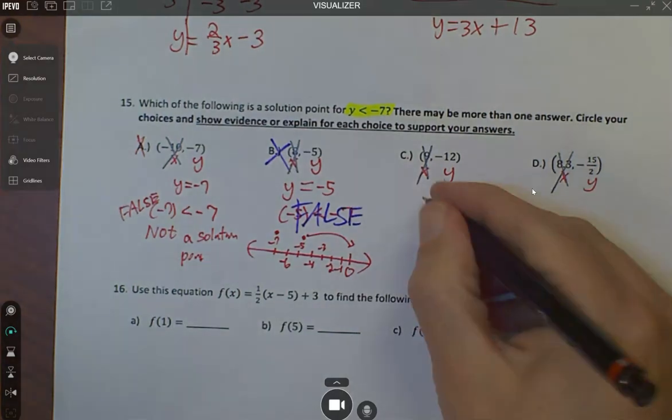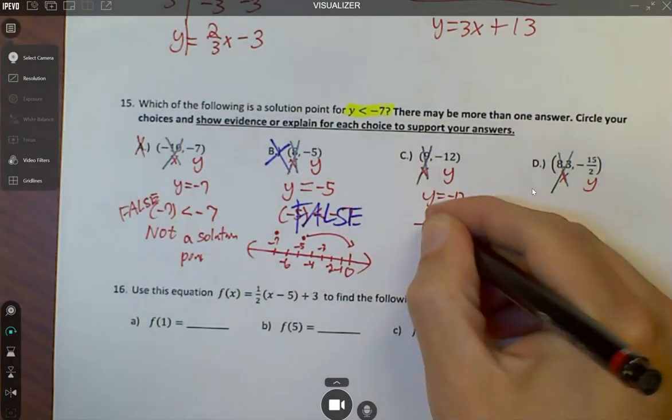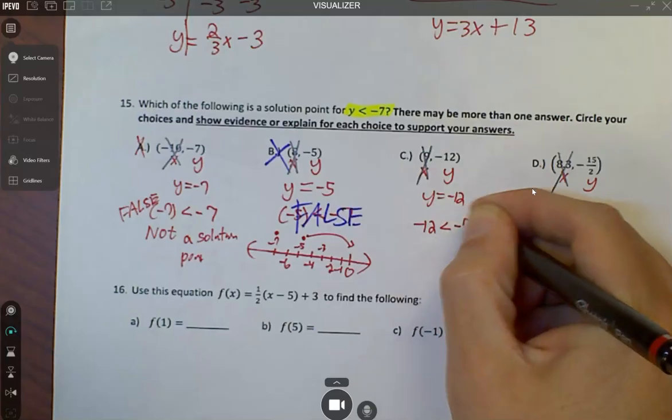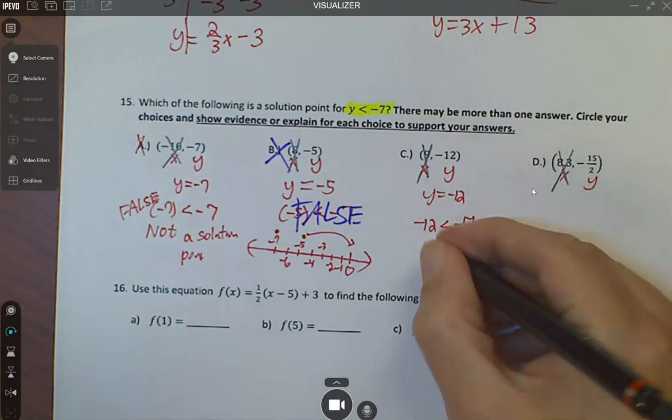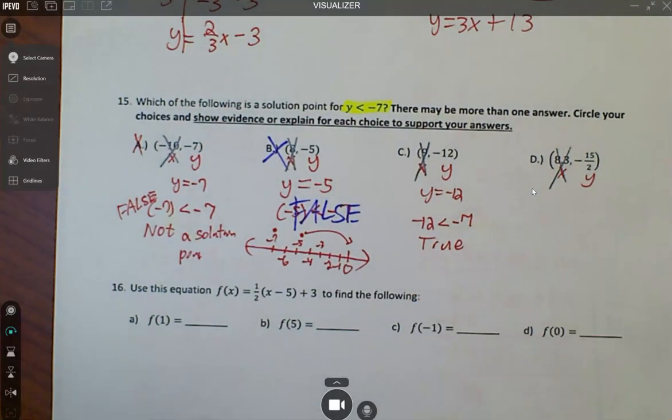Okay, y is negative 12. Put it in the original inequality. Hey, we got our first true statement. True. So that point would definitely be in the solution set.